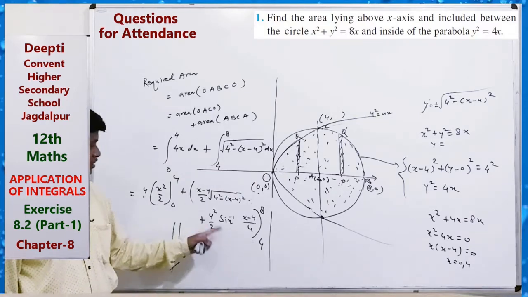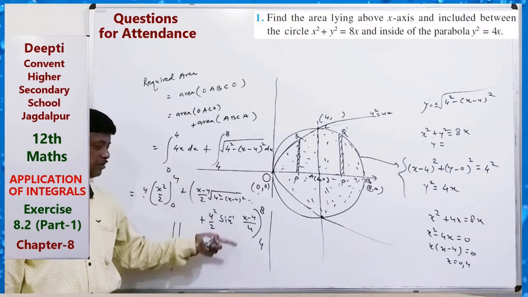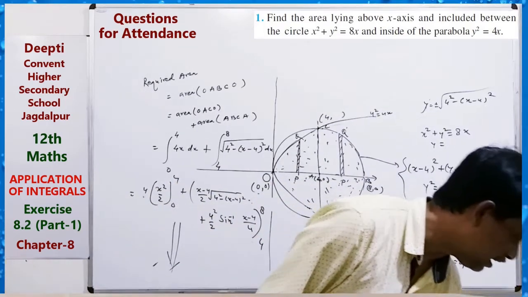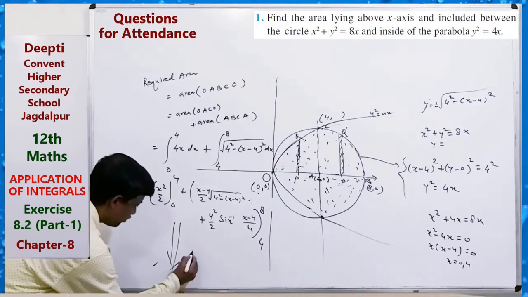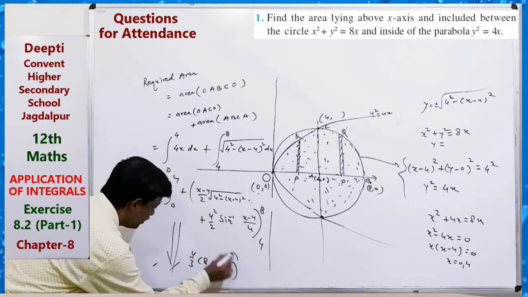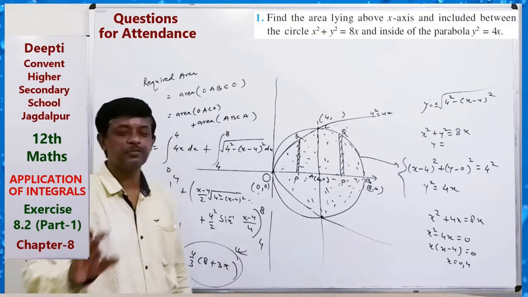Sure, you can solve it by using the direct formula and get the result as 4 by 3, 8 plus 3 pi. 4 by 3, 8 plus 3 pi. This is the result. So this is for your practice.